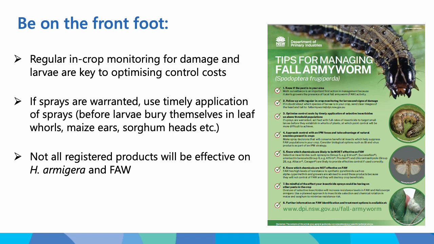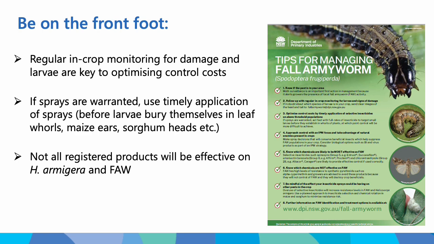So I guess it's safe to assume that at some point, fall armyworm is probably going to appear in crops. So it is best to be on the front foot by doing regular in-crop monitoring for the presence of larvae, and also to be on the lookout for any signs of crop damage. And if populations are above threshold and sprays are warranted, then it's best to use timely applications of insecticides, before larvae get the chance to bury themselves in whorls and ears of plants, at which point, chemical control is going to be a whole lot more difficult to achieve.